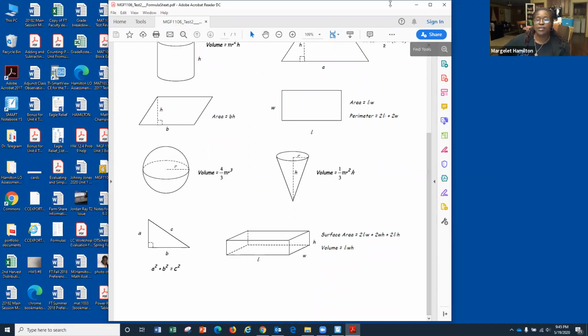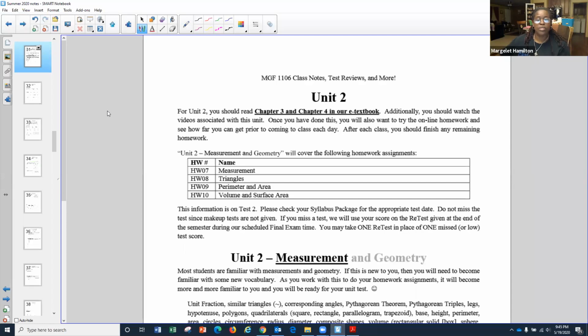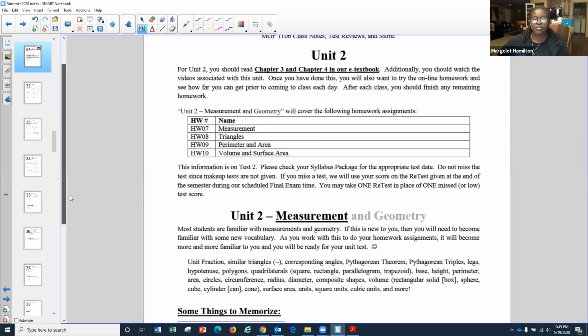All right. Here we are. We're moving into our lesson. Looking at Unit 2, here's our breakdown of our homework. We have 4 homework sections. Our first one, we'll talk about measurement. Then we'll look at triangles, perimeter and area, volume, and surface area.